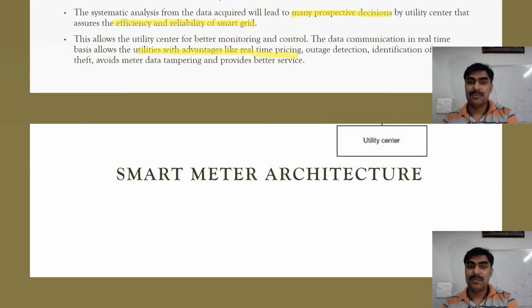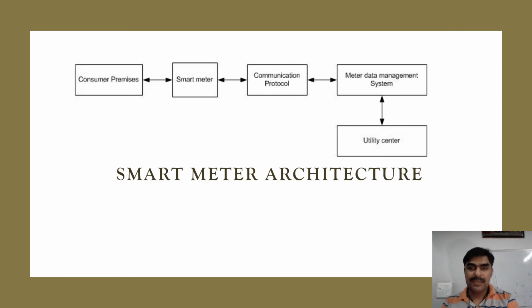Then smart meter architecture: these meters are installed in consumer premises. Since data transfer is there, the data will be transferred with the help of some communication protocols. Then the meter data management system and utility centers. Focus on the interconnection points of all these blocks: all arrows are bidirectional, meaning bidirectional flow of information is there whenever smart meters are installed.